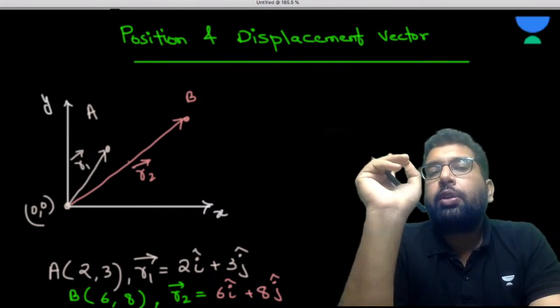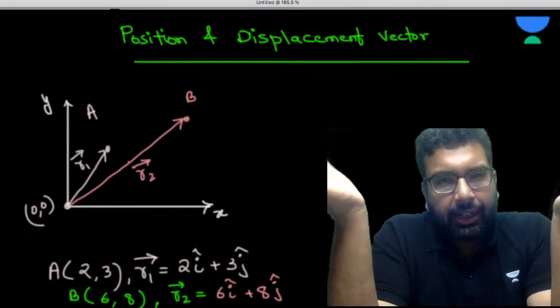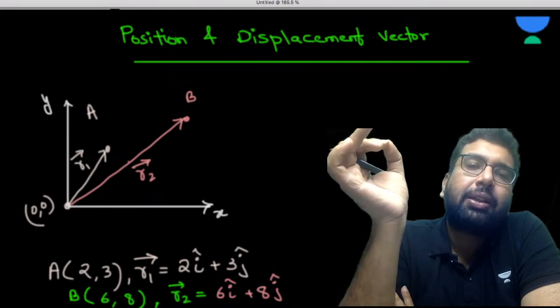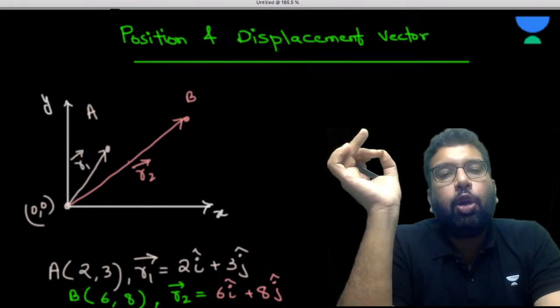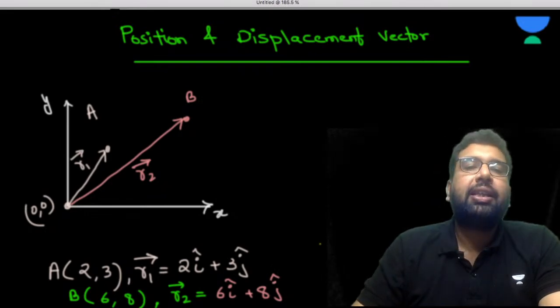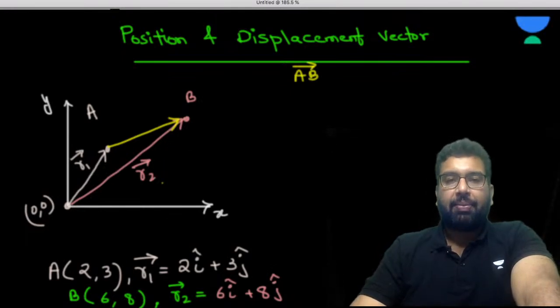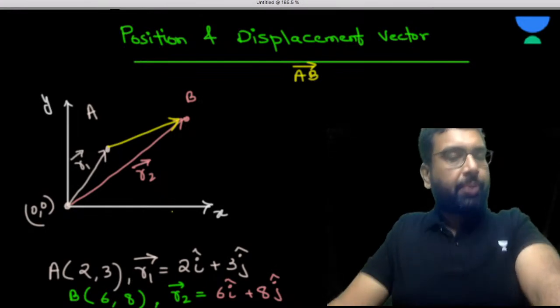Now, sir, what is going to be the displacement vector? Please listen very carefully. This is very easy to know. Displacement, we understand, is the shortest distance between two points. So if I ask what is the displacement between A and B, you may obviously say that this is going to be the displacement. This AB is nothing but your displacement vector between A and B.